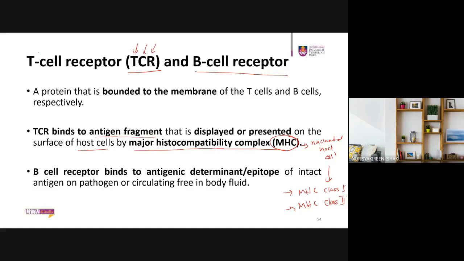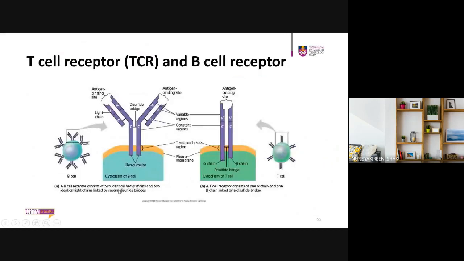Okay, so ingat T cell ni kita ada dua, helper T cell and cytotoxic T cell. Okay, so each of this one, helper T cell dengan cytotoxic T cell ni akan bind by antigen presented by either of these class of MHC. Dia spesifik. Nanti kita tengok yang mana bind kat mana. Okay, kejap lagi. So B cell receptor binds to the antigenic determinant ataupun epitope of intact antigen on pathogen or circulating freely in the body fluid.